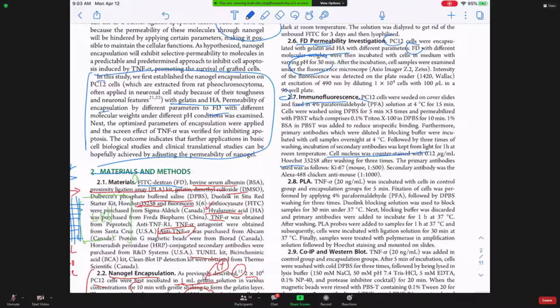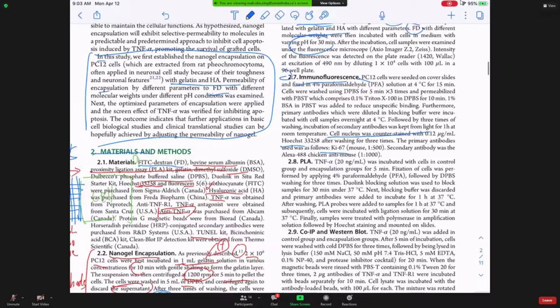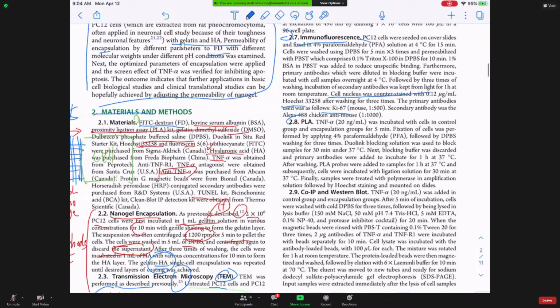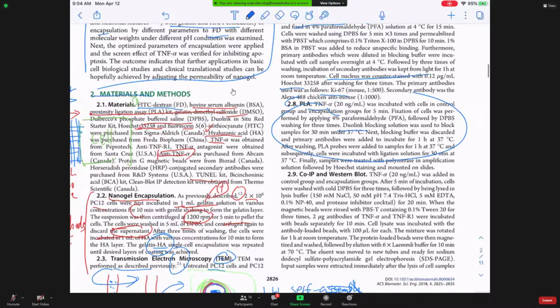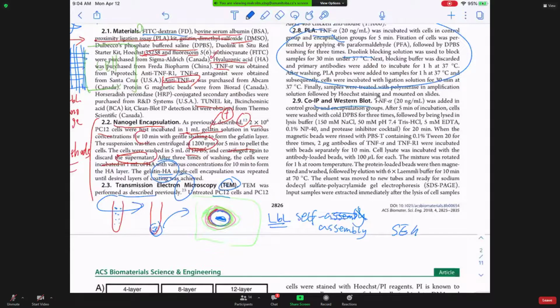For the primary antibody we use Ki67, which is used to test migration or cell toxicity. And the PLA, the TNF alpha, was incubated with the cells and blocking. That's the methodology. And the Western blot is the method to look at protein expression.